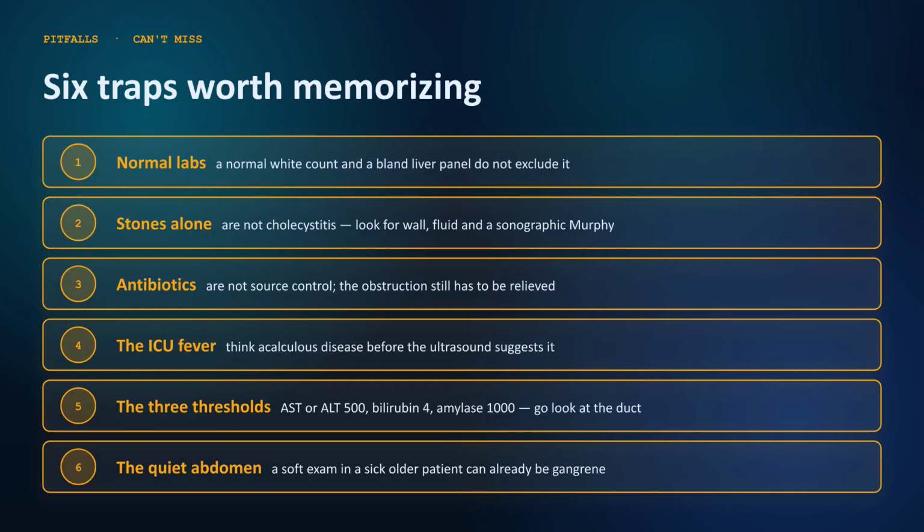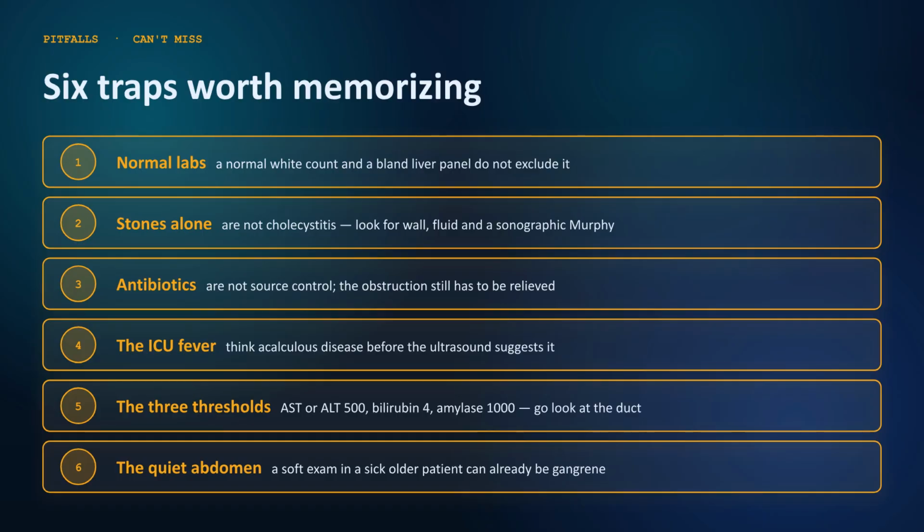Let us collect the traps. First, a normal white count and a normal liver panel do not exclude acute cholecystitis. Second, stones on the ultrasound do not diagnose it. Look for wall thickening, pericholecystic fluid, and a sonographic Murphy sign. Third, antibiotics are not source control. The obstruction still has to be relieved.